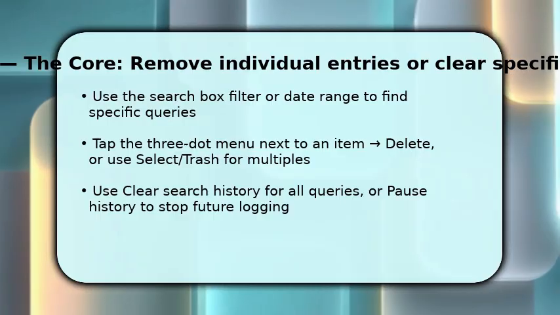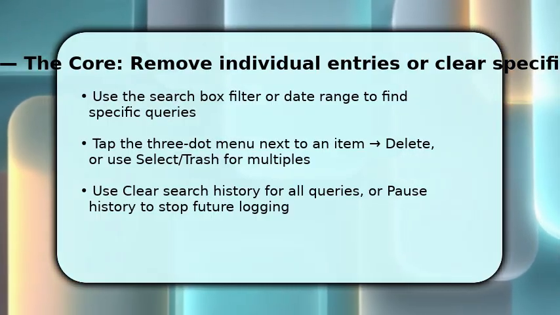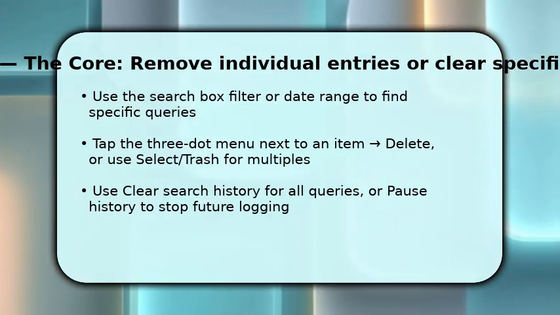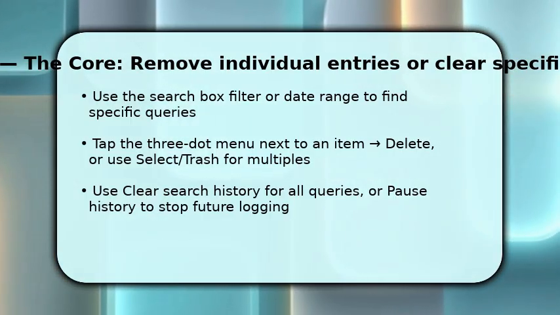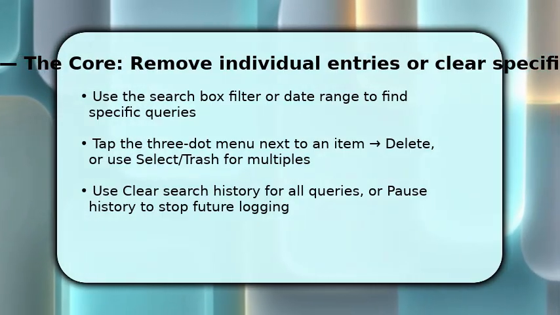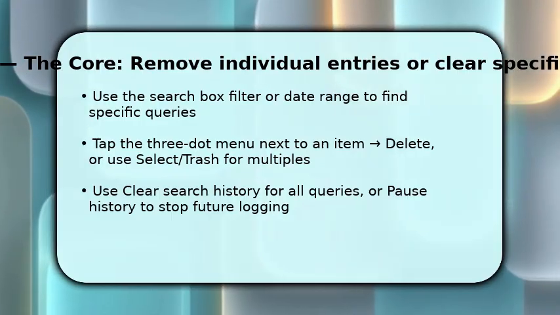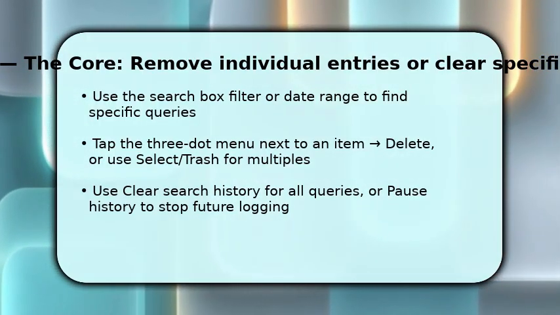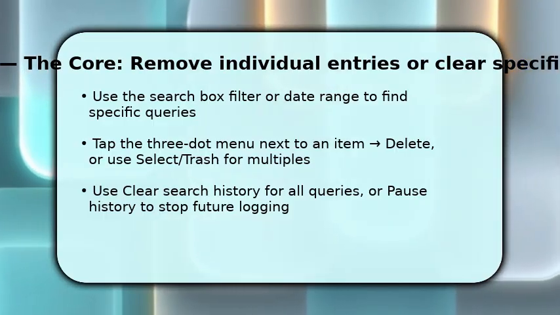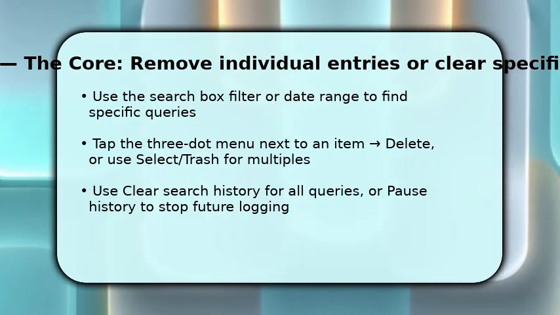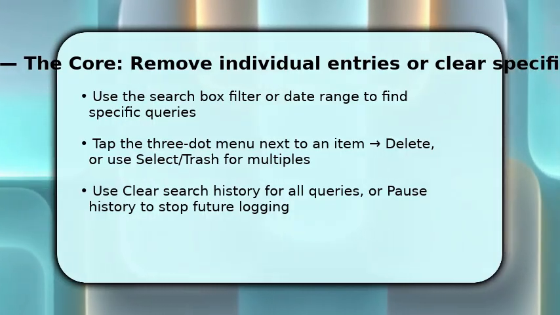Use the search box filter or date picker to find specific queries, then tap the three-dot menu beside each result and choose Delete. If you need bulk action, use Select or the checkboxes and remove multiple entries at once. This saves time. If you prefer a big reset, hit Clear Search History to wipe everything. Make sure to consider Pause History if you want no new entries recorded. That prevents future suggestions from rebuilding immediately.